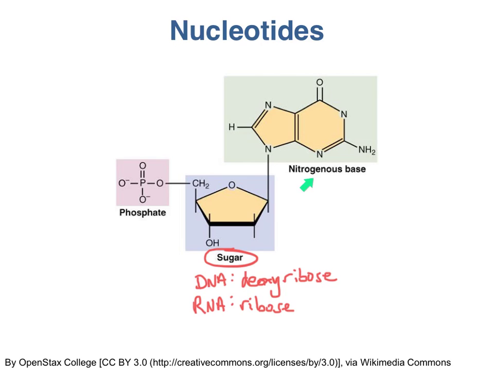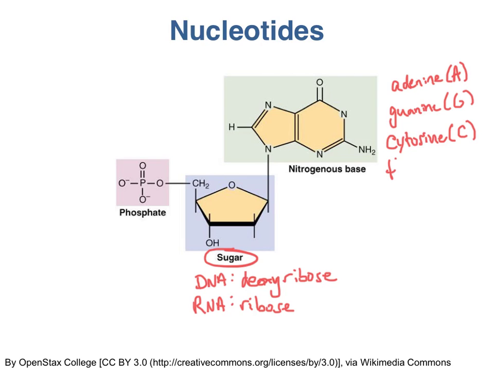There are 5 different kinds of nitrogenous bases. You have adenine, you have guanine, you have cytosine, thymine, and last but not least, you have uracil.